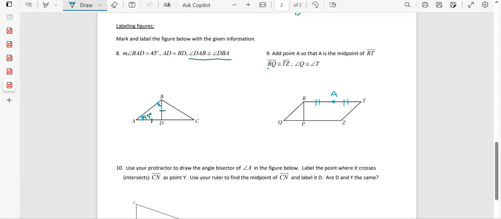My next thing is it's telling me that segment RQ is congruent to segment TZ. Now, because I don't know if TZ is congruent to segment AT and RT, I'm going to use a different number of tick marks. So in this case, I'll pick 1 because I've already done 2.